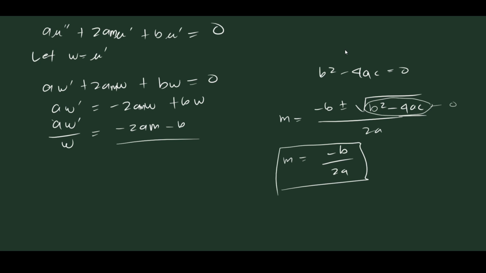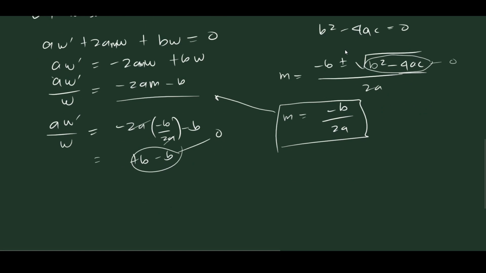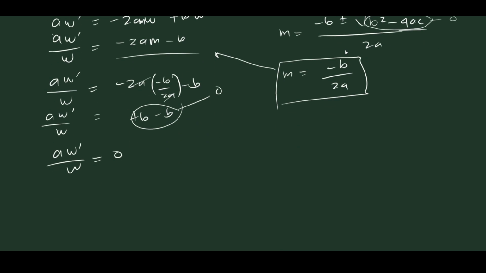So if we plug this value in, we will get a w prime over w is equal to negative 2a multiplied by negative b over 2a, minus b. This will cancel out, and you will be left with a positive b minus b. So this will be equal to 0, right? Therefore we have a w prime over w is equal to 0. So now it is definitely a lot easier.